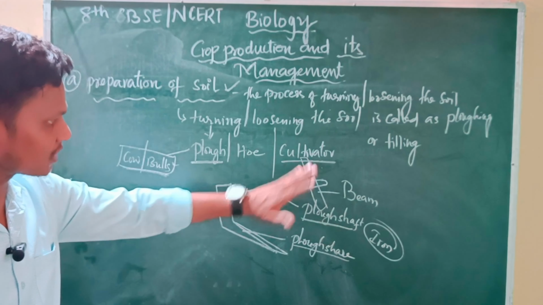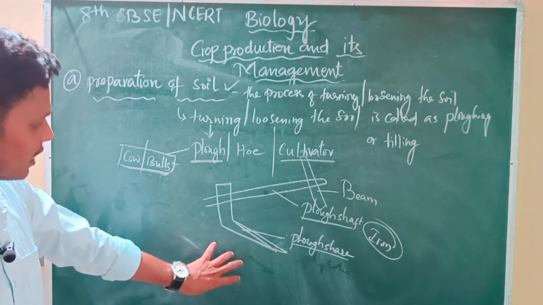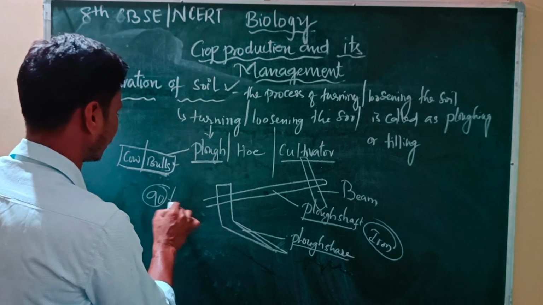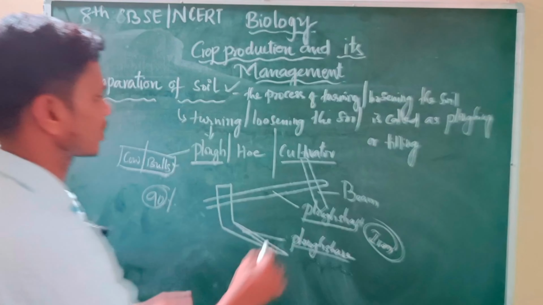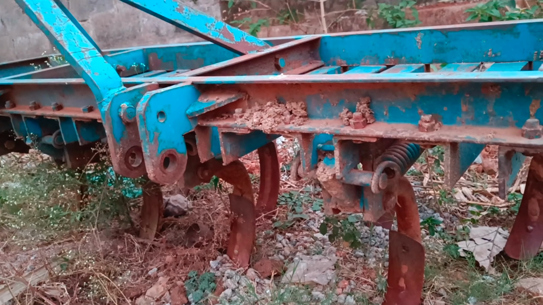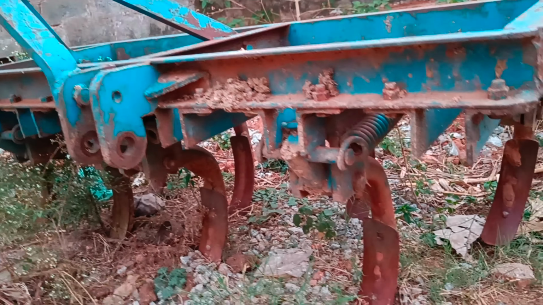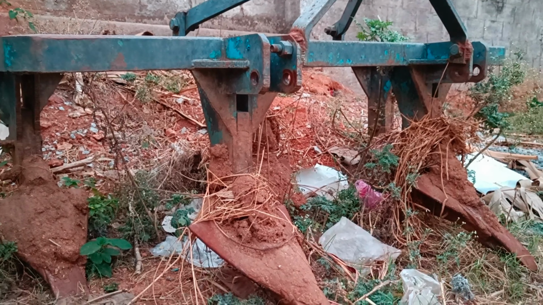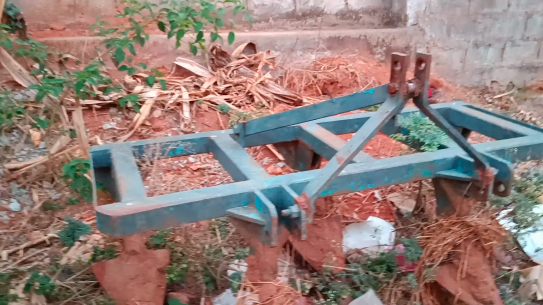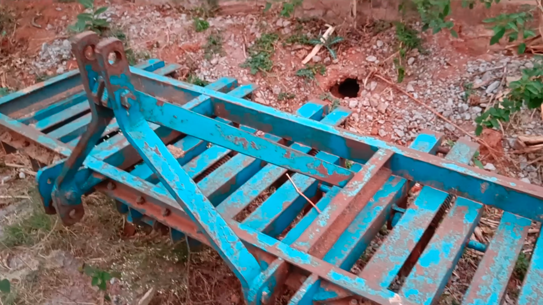So the modern one is the cultivator. Nowadays most of the farmers, 90% of the farmers, instead of using a plow, are using a cultivator. Yes, children, this is a cultivator, which is completely made of iron. You can see all these plow shares, and this is one more type of cultivator, where you will find fewer and larger plow shares. So these are the two different types of cultivators. It is completely made of iron, and it can be driven by a tractor.